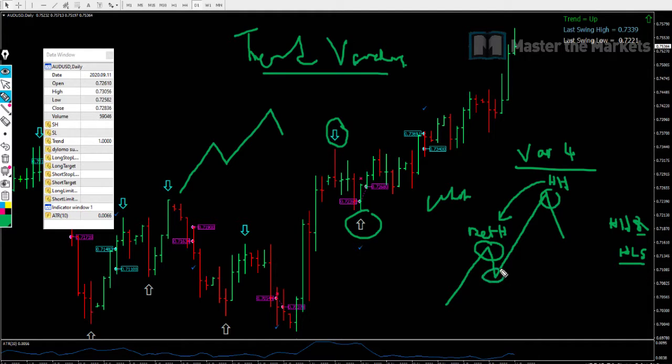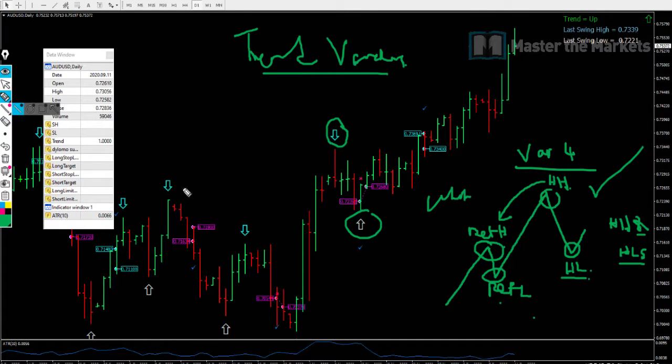So where is your reference low here? That's your reference low there. And then as it bounces up over here, that is what we call a higher low. So that's when you get your higher high and your higher low. That's called your variation 4. Remember to always identify your reference high and your reference low, which would be the most recent highs and lows.